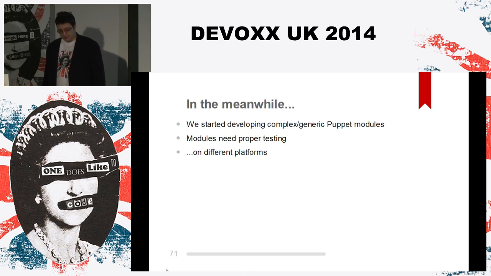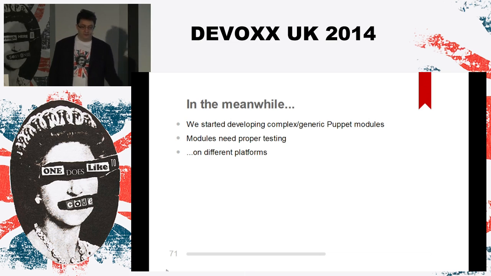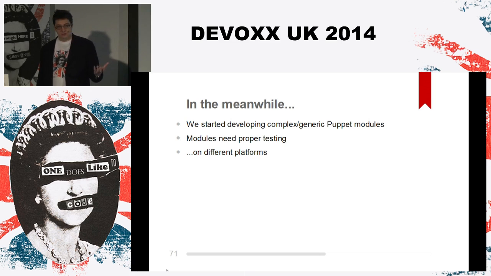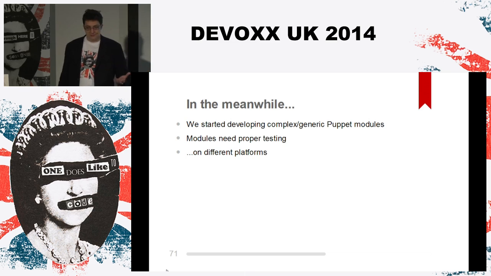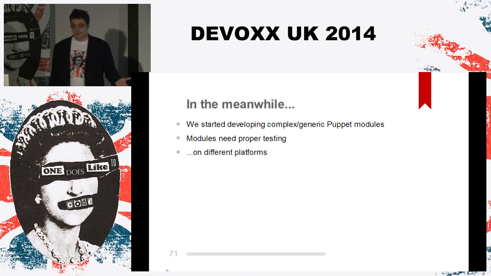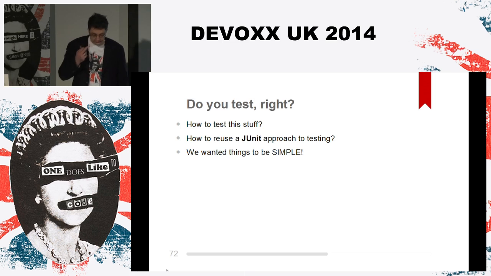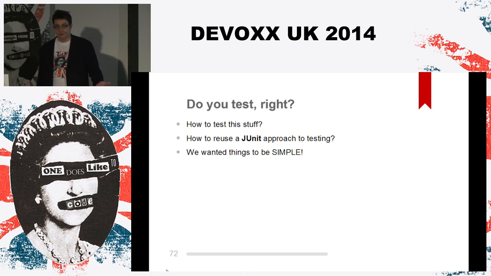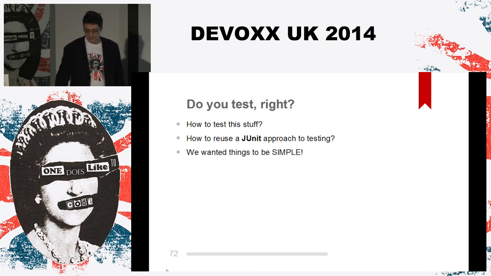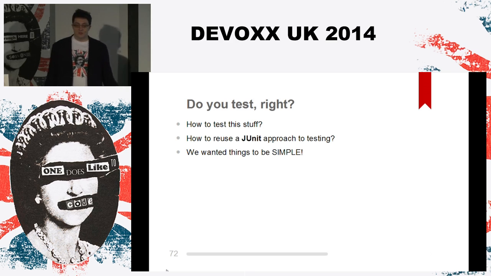In the meanwhile, we actually started developing complex and more generic Puppet modules for the same project and for our other clients. And because a module is nothing more than a package, quite similar to a jar actually, modules needed some proper testing, and sometimes on different platforms. So how do we actually test it? It looks like code. In the Java world, we usually use JUnit to test our code. So why not use that as well?